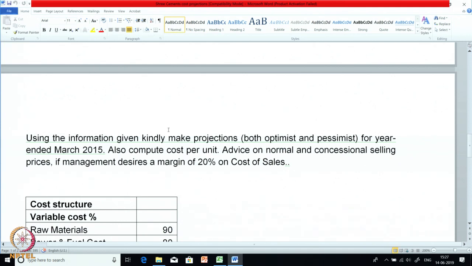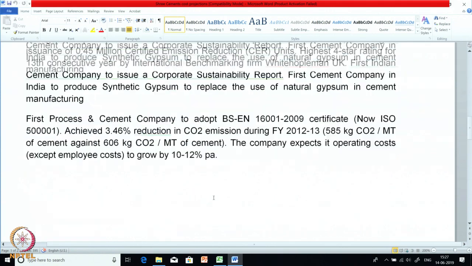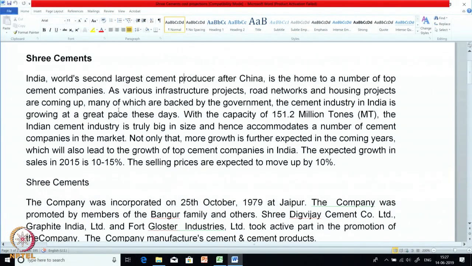You can read the last part if you want. Using the information given, kindly make projections, both optimistic and pessimistic, for the year ended March 2015, also compute cost per unit, and advise on the normal and concessional price if management desires a margin of 20% on cost of sales. So basically you have to make a projection for the year ended March 15. This is based on actual information, so I have not changed any year. You will observe that in this para, most of the earlier information is just for the sake of information, but the last two lines are very important. Please underline those lines.